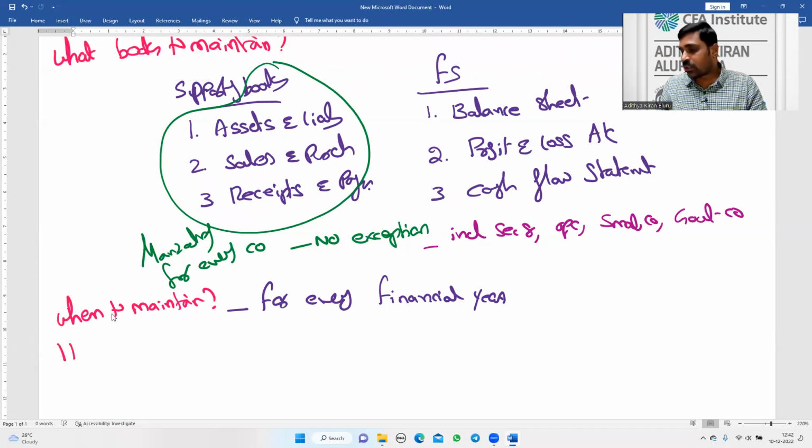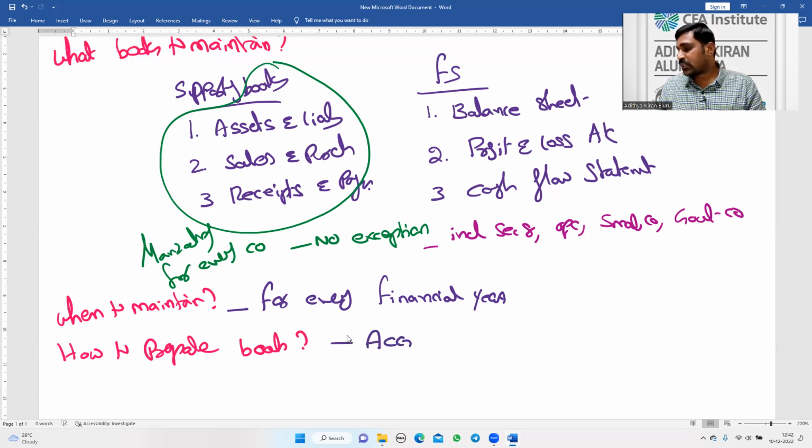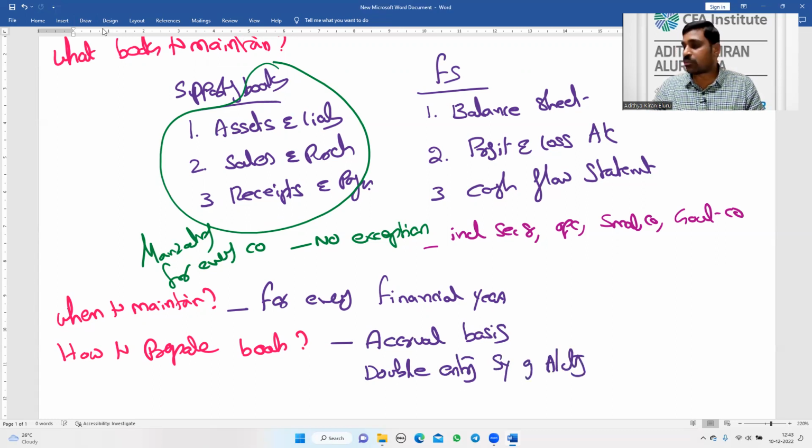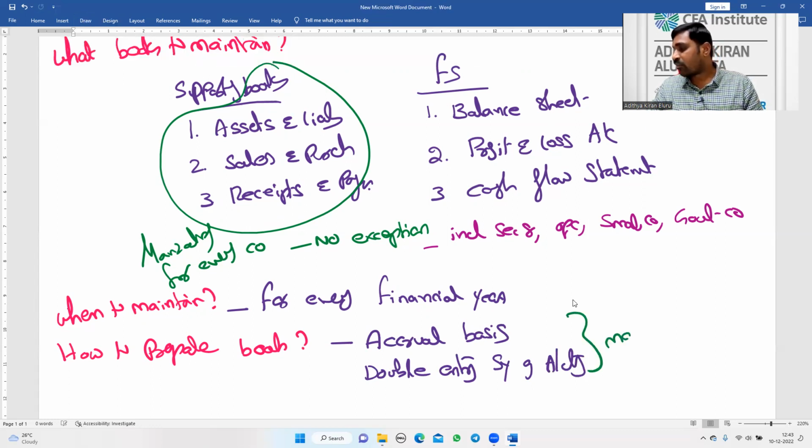Next, how to prepare the books of accounts. When to maintain: every financial year. How to prepare: on the accrual basis and double entry system of accounting. This is also mandatory for every company.